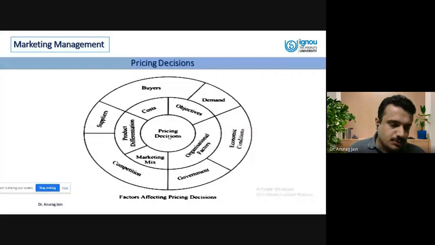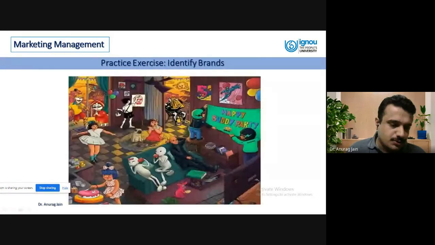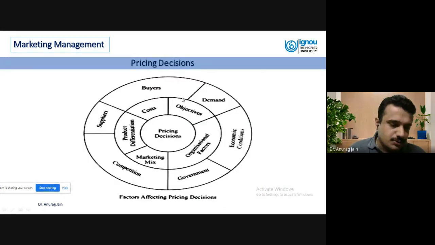And there are some organizational factors, which can be the size of your organization, the size of your business, how many products you offer, what type of services you offer. All those things are also going to impact your pricing decisions. So all of these factors are combinedly known as the internal factors, right? The other category of factors is the external factors, which is the outer circle.